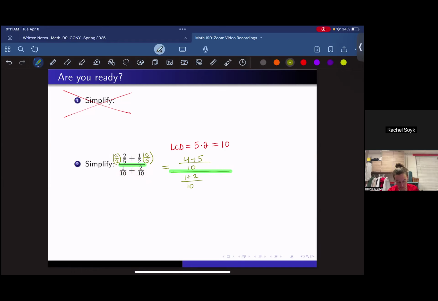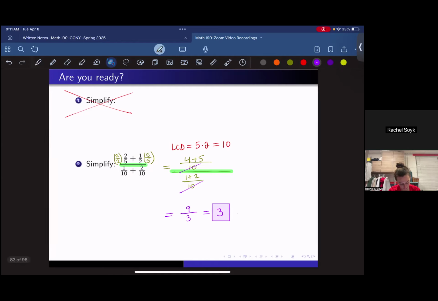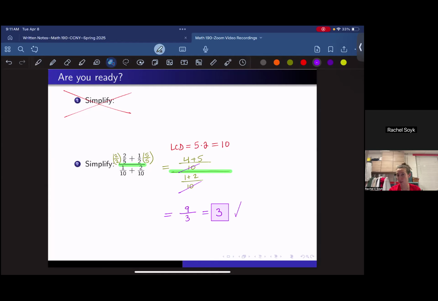When you end up utilizing the keep change flip, these two denominators, one shoots to the numerator, one shoots to the denominator, and we just get 1. So essentially what we're looking at is 4 plus 5, which is 9, all over 1 plus 2, which is 3, and this simplifies to 3 as your final result. And we are done.